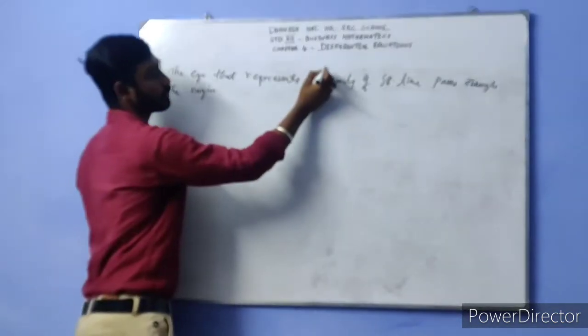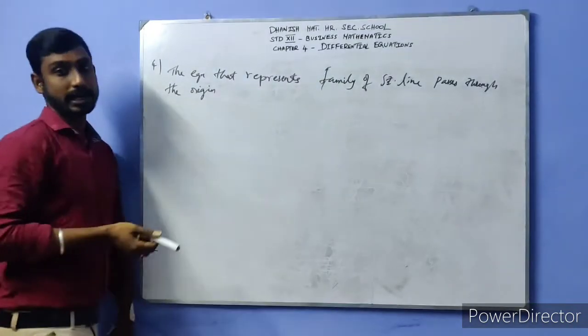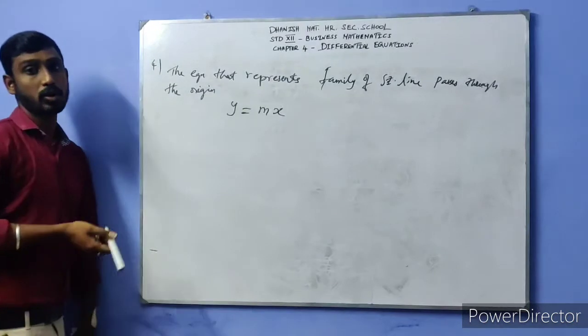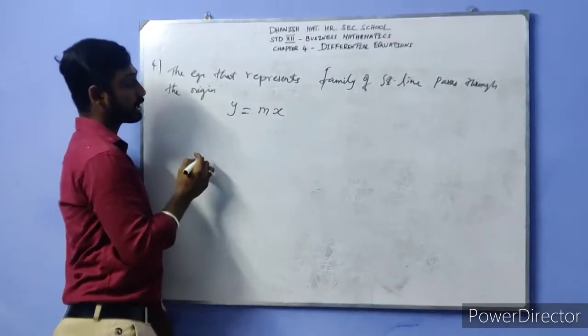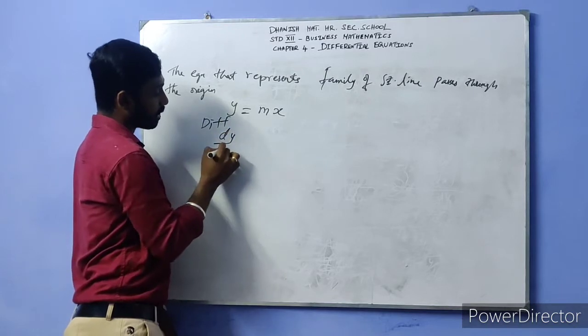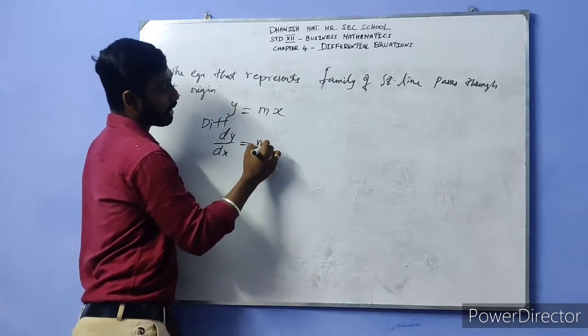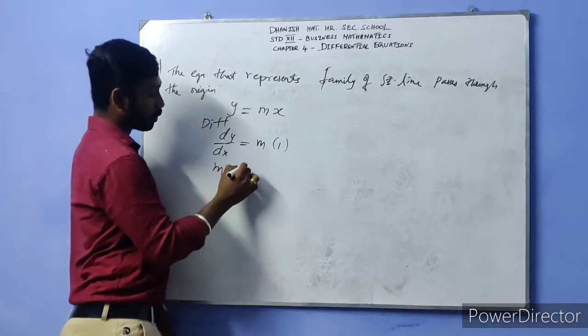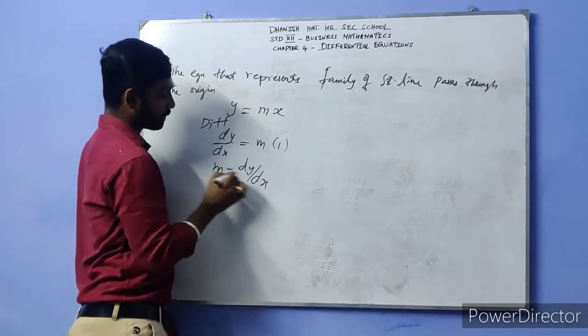So that is the family of straight line equation, that is y is equal to mx. Now we are going to differentiate this one. So here itself we are getting dy divided by dx equal to m, where x will be 1 and m remains constant. That is m is equal to dy divided by dx.